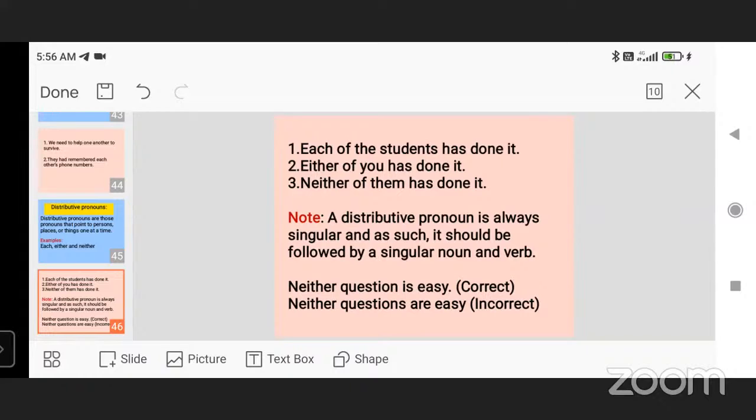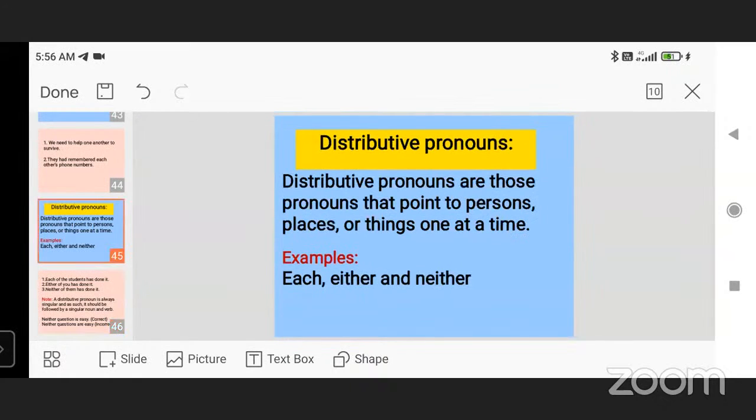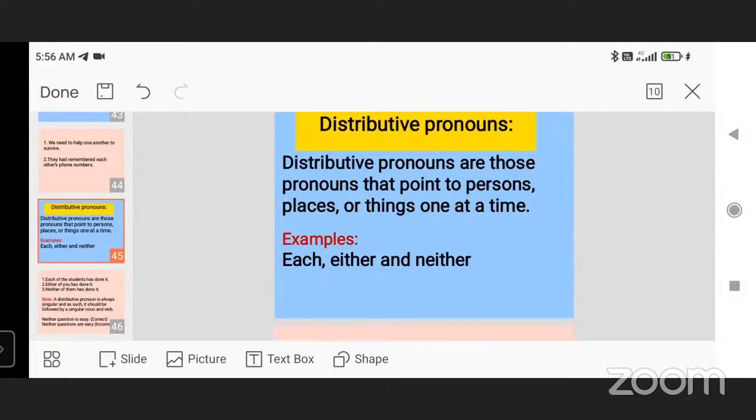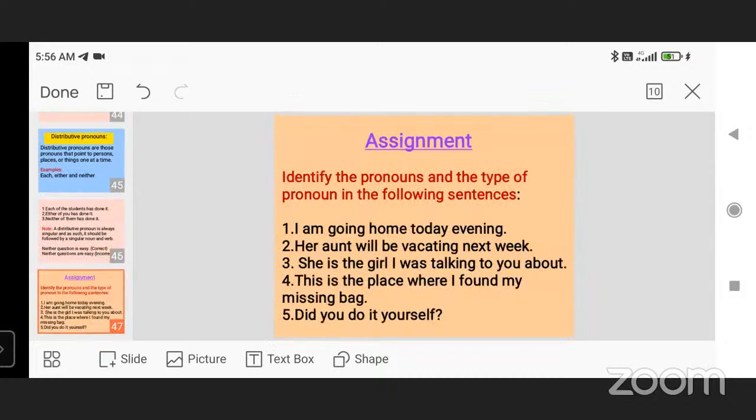Neither question is easy. Not 'neither questions are easy'; you should not say that. Neither question is easy. Neither itself means this or that. So for distributive pronouns, if the keywords each, either and neither come, it is called a distributive pronoun. I think I have completed all the pronouns.